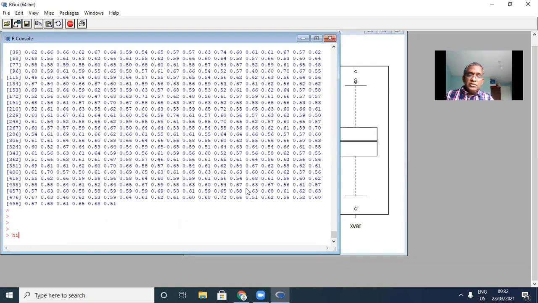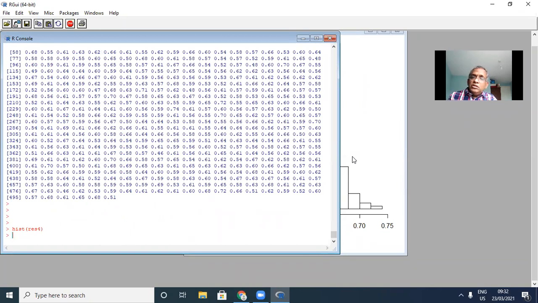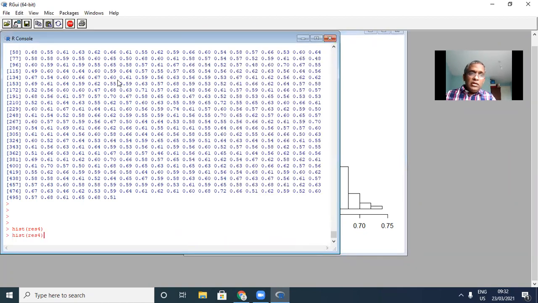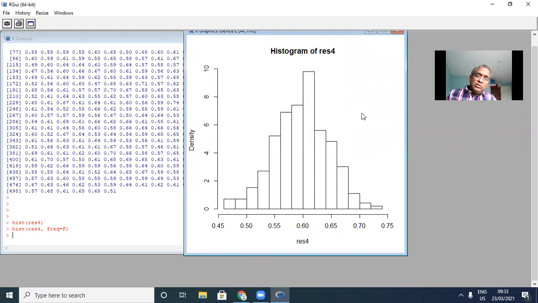To illustrate that, the first thing I'm going to do is a histogram of the simulated data, and this is what you get. As you can see, the x-axis ranges from 0.45 to 0.75. Sorry, I should use freq equal to false, because I want to compare this with the density of the normal. So you should always take freq to be false.